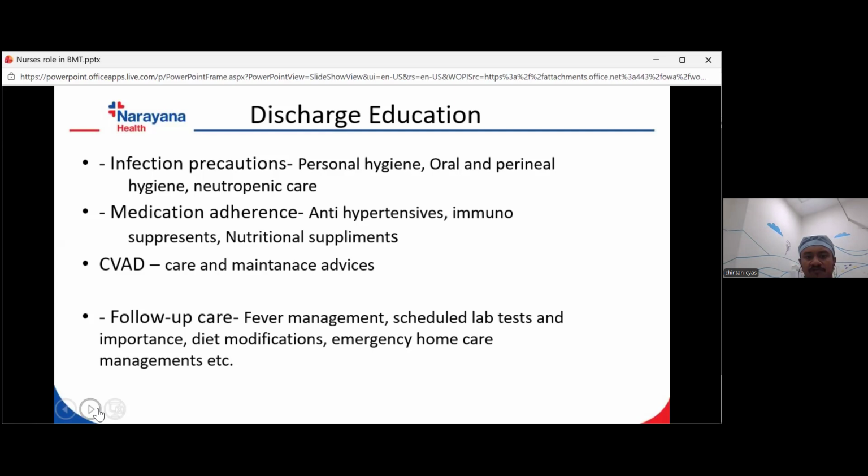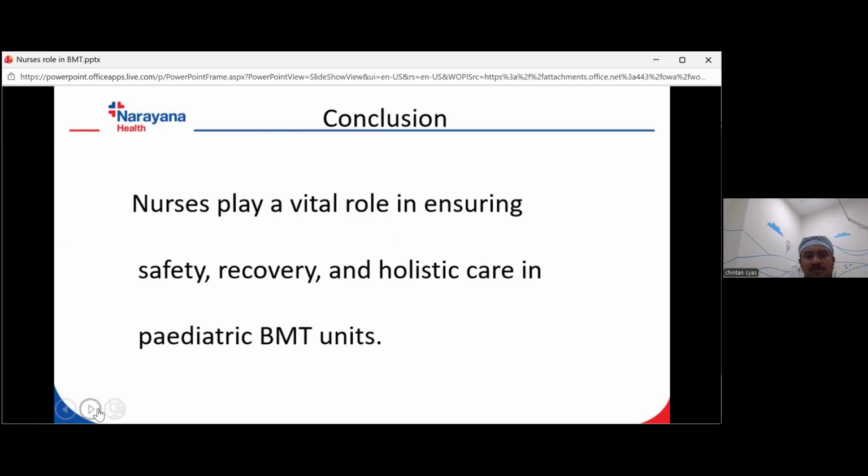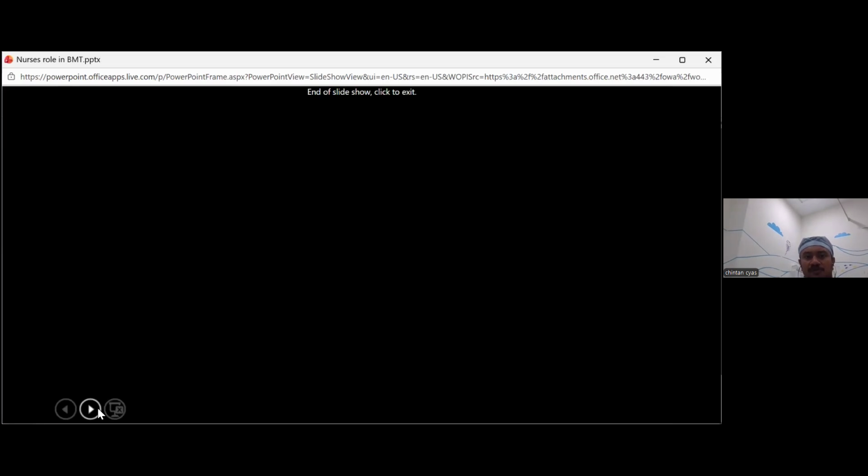And follow-up care, fever management, scheduled lab tests and the importance of performing those tests on time, and then diet modifications and emergency home care management. These topics must be discussed with the parents before the patient is discharged. So here we can understand that nurses play a vital role in ensuring safety, recovery, and holistic care in the pediatric BMT units. Okay, thank you.